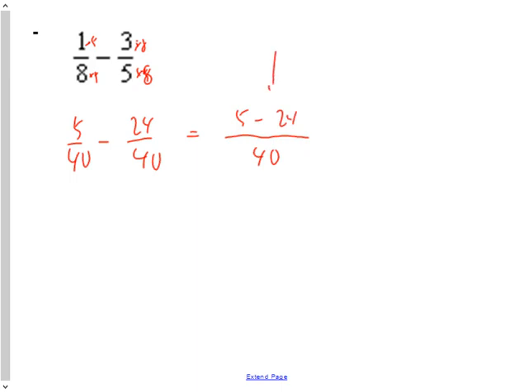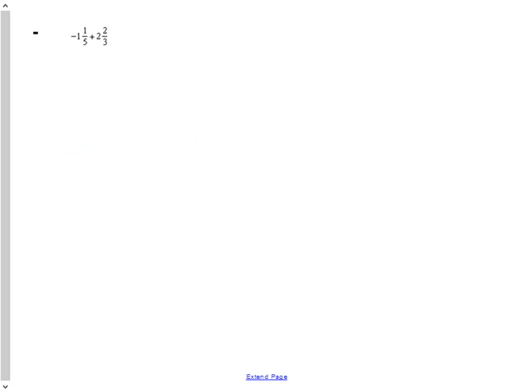So I need to see this step. And for those of you who aren't showing it still, I don't know what more to tell you. 5 take away 4 is 1. 5 take away 5 is 0. 5 take away 6 is -1. 5 take away 24 is -19. So therefore, 1/8 take away 3/5 is -19/40. That's lowest terms.